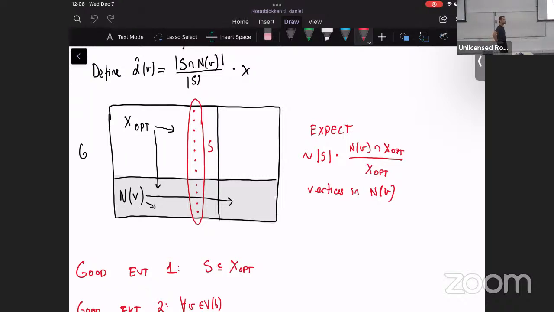We aren't choosing, we're going to do this for every vertex. So for every vertex, we're going to define d hat of v to be that. It's nice to look at one vertex and then say that we're going to do this for every vertex.